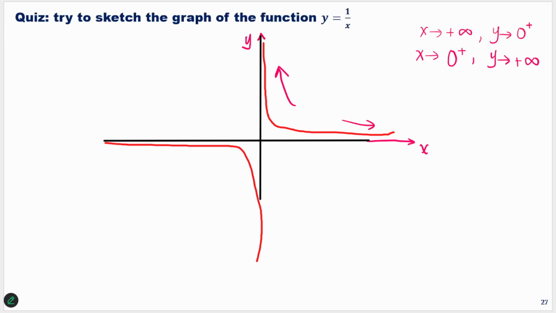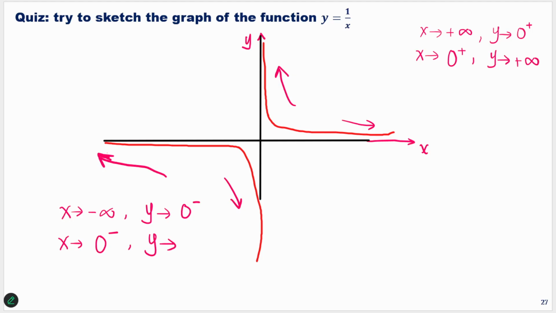Similarly, in the third quadrant, when x approaches negative infinity, we have a very small negative number here, so y approaches 0, but this time from the negative side. Therefore, you have this branch here. And when x approaches 0 from the negative side, y will approach a very large negative number, which is negative infinity, right? Therefore, we have another branch here.